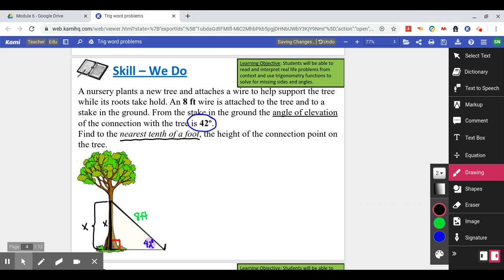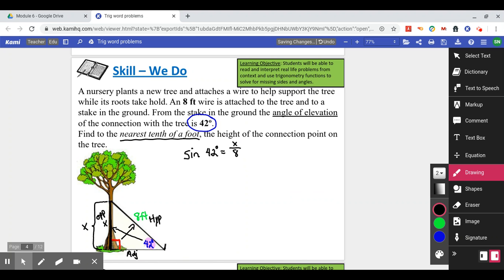So now, in this case, the angle of reference is 42. Across from that is the opposite side. X is the opposite. We also have a 90-degree angle. The tree is upright, so it forms a 90-degree angle with the ground. Across from that is the hypotenuse, which is 8 feet. That's the wire. And we also have the adjacent, which in this problem we will not use. So opposite and hypotenuse, that would mean sine of the angle of reference, which is 42, equals opposite, X, over hypotenuse, 8.